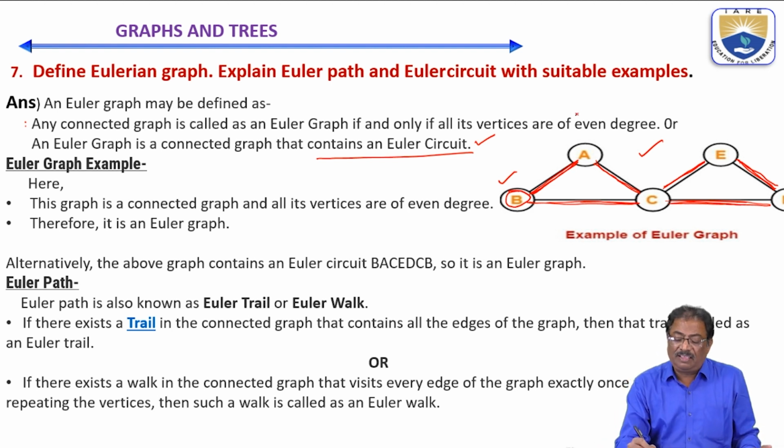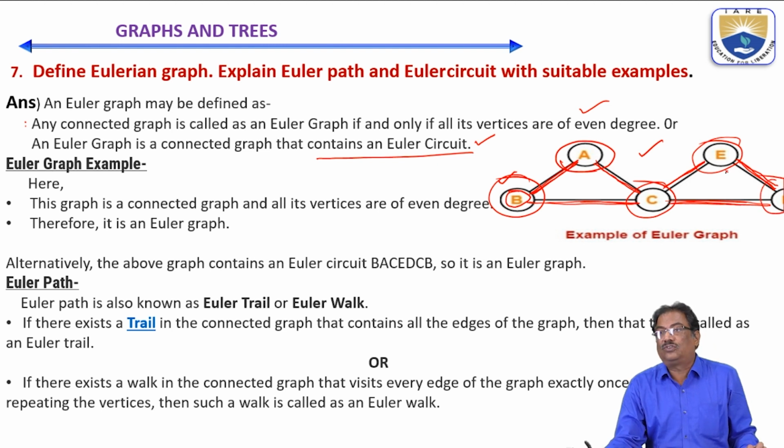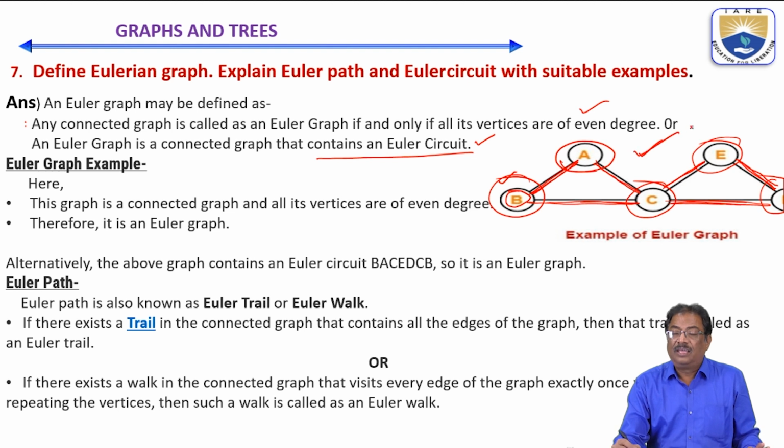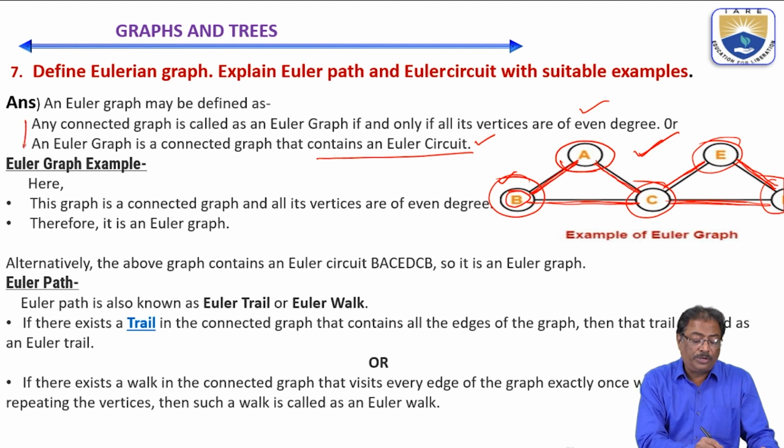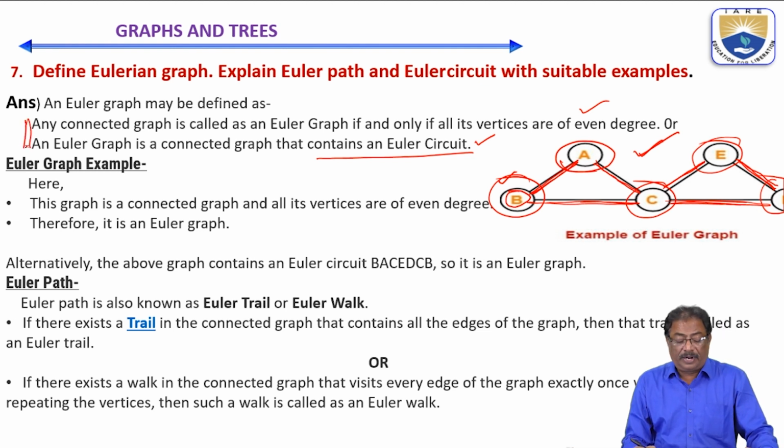And next, based on this definition, each and every vertex degree: vertex A degree is 2, vertex B degree is 2, vertex C degree is 2, E degree is 2, D degree is 2. So all vertices degrees are 2, then we can say that it is an Euler's graph. In both ways we can say that it is an Euler's graph. We are going to use these two definitions.